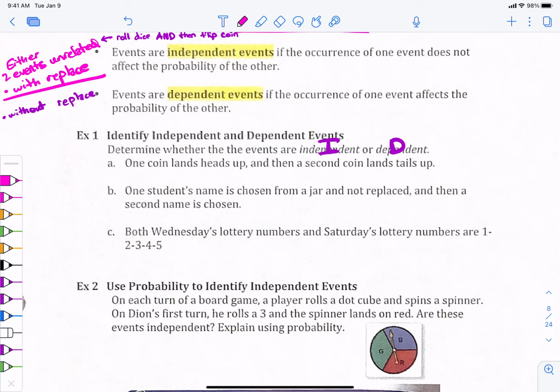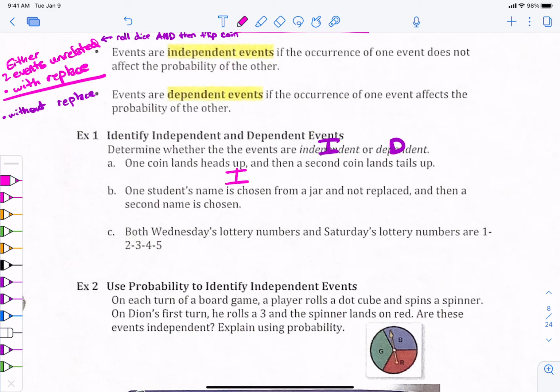Jake's done. A, one coin lands heads up and then the second coin lands tails up. What'd you get? I. We didn't shave a section of the coin off that makes it easier or harder to get a heads or a tails.